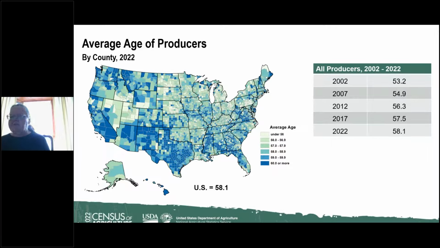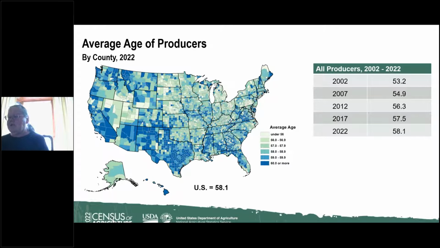So the average age of farm producers is a long-running data series in the Census of Agriculture. It receives a lot of attention each census cycle. From the map on the left, you can see the average age of all producers at the county level. Average age varies a lot across the country, with, in general, older producers in the Southeast and the Southwest, and younger producers in the Midwest.